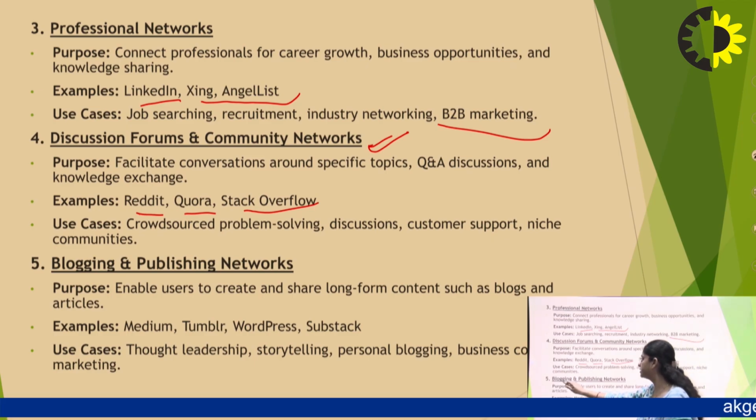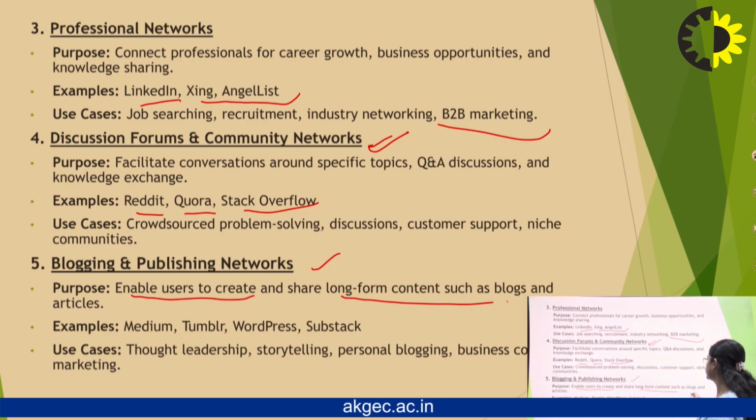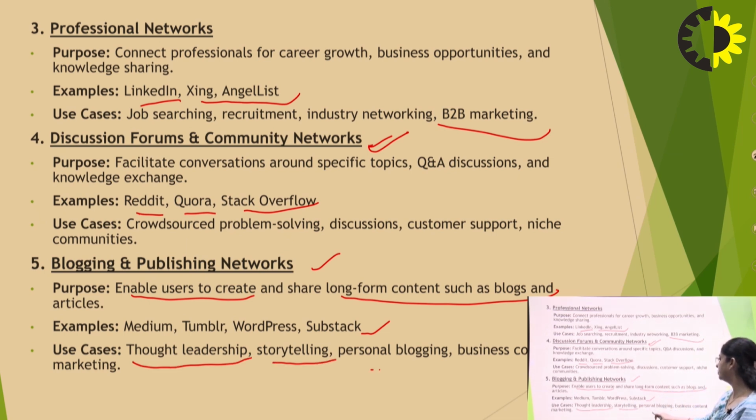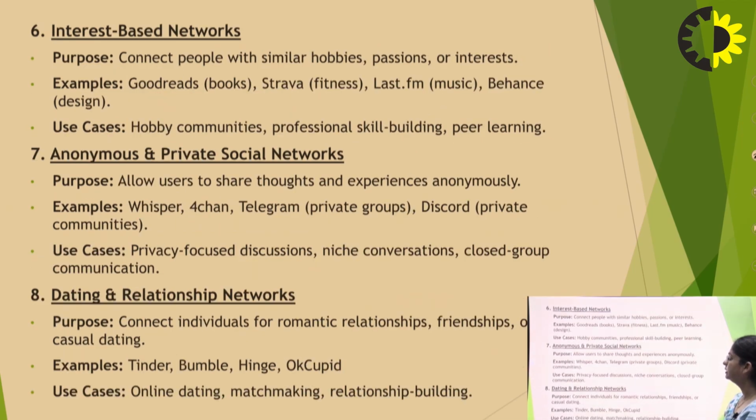And next is the blogging and publishing network. The purpose is to enable users to create and share long-form content such as blogs and articles. For example, Medium, Tumblr, WordPress, and Substack. Used for thought leadership, storytelling, personal blogging, business content, and marketing. Next is interest-based networking, which connects people with similar hobbies, passions, and interests. For example, Goodreads, books, etc.